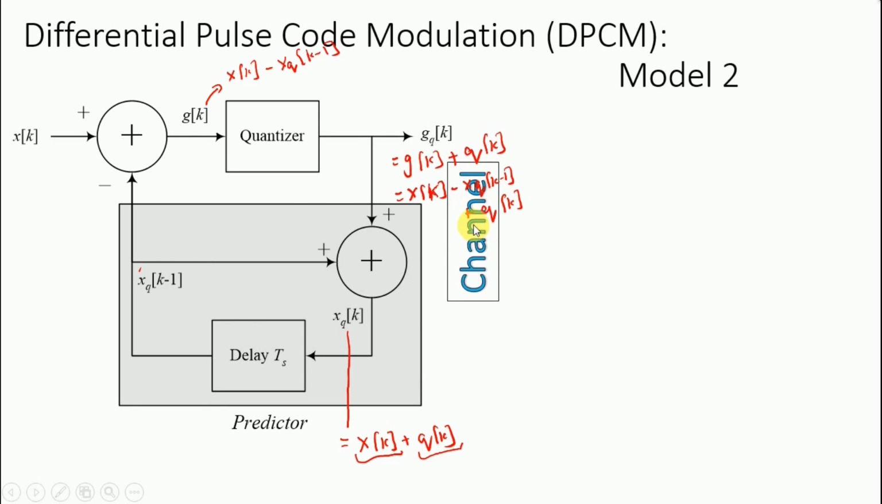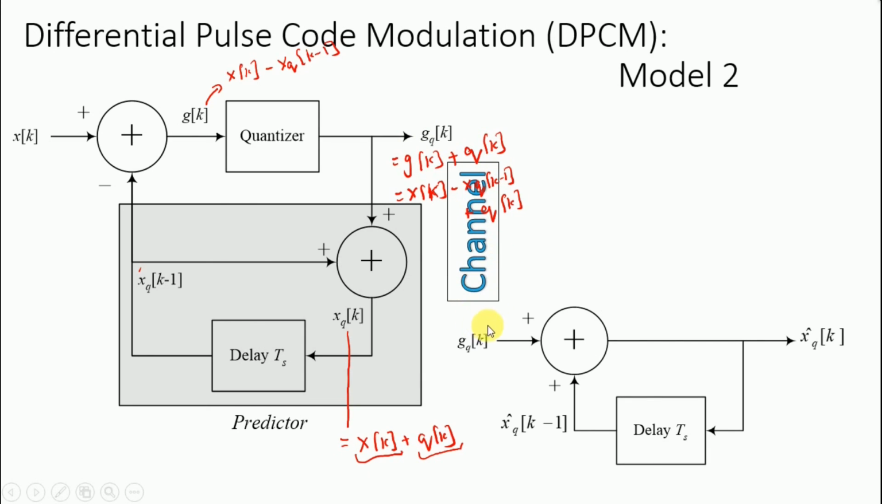The output of this model will then pass through a channel, and then it will be fed to the receiver. Again at the receiver side, let me rewrite the expression over here: gq of k is equal to x of k minus xq of k minus 1 plus quantization noise q of k. So again this expression is written over here, and hence we will get this as the input of the receiver.